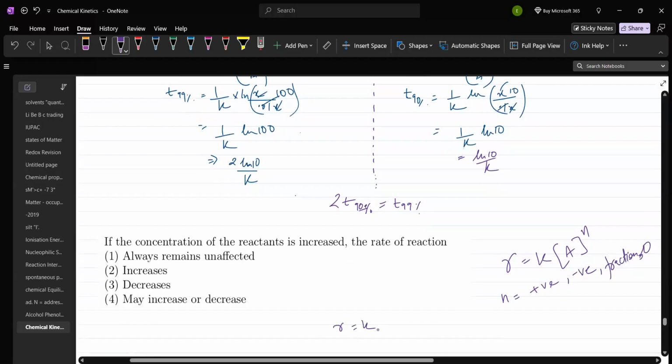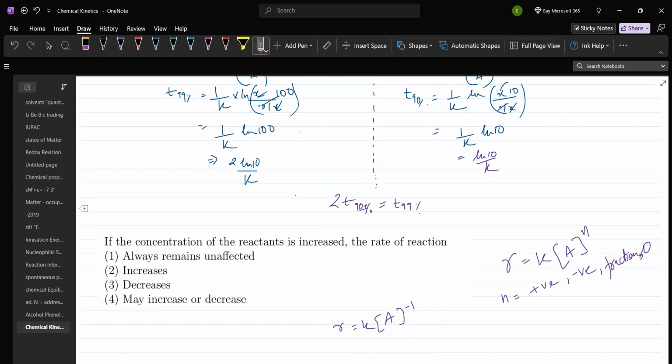Like if you do this with -1, you can observe that if we increase this reactant, what will happen? This will decrease, right? So it is not necessary that as you increase the concentration of reactant, the rate of reaction will increase, right? So this is one of the examples. Okay, Rishita and Zaina?